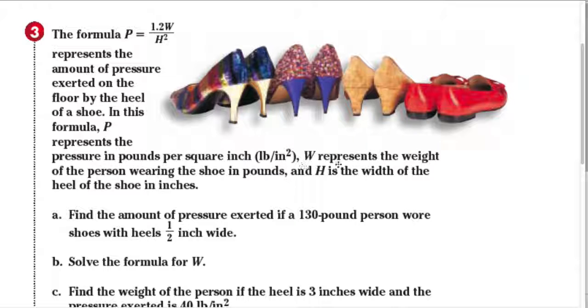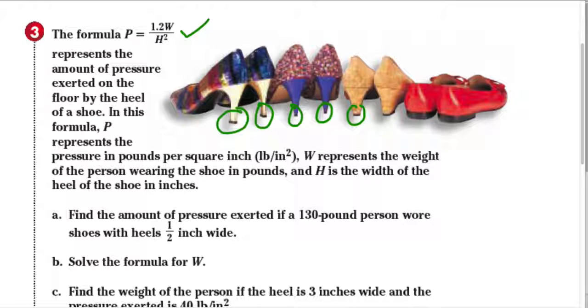Okay, W represents the weight of the person wearing the shoe in pounds, and H is the width of the heel of the shoe in inches. So what does this formula represent? It represents the amount of pressure being exerted by the heel, and most of the time it's on an object. So the amount of pressure being exerted by the heel can be measured by this formula.